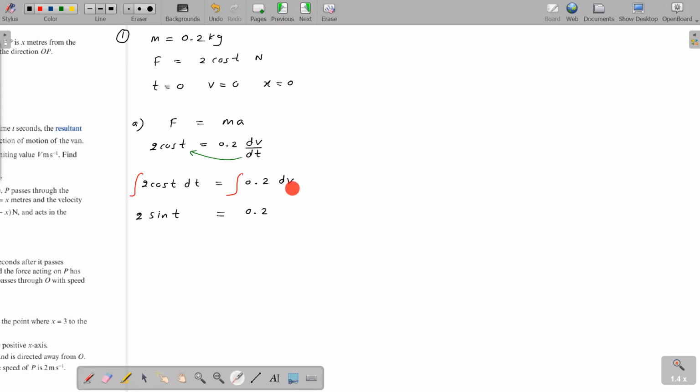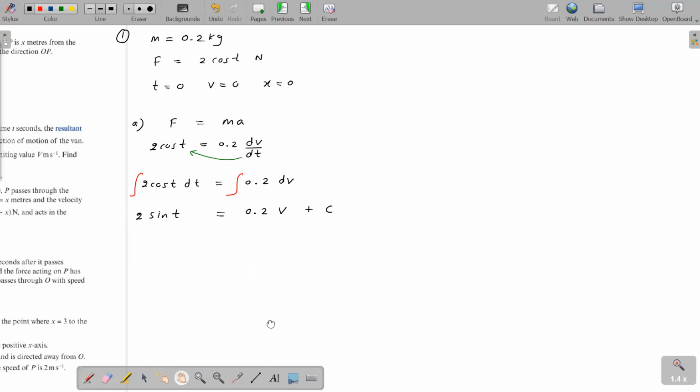0.2 is a constant. Here you integrate with respect to v. When you integrate with respect to v, it gives you v. Do you recall? And don't forget to use the plus c. Once you integrate, you must use plus c, isn't it?